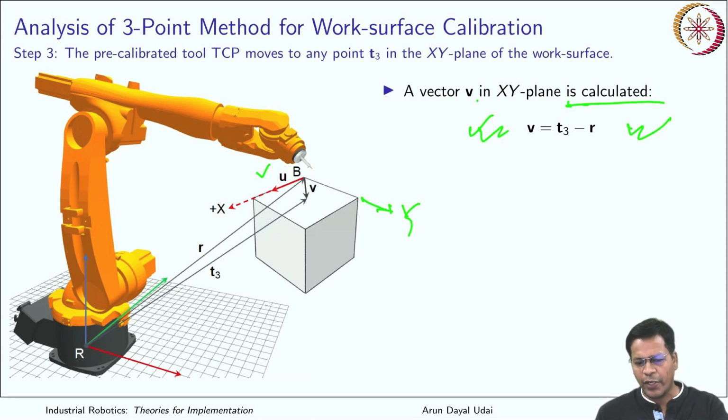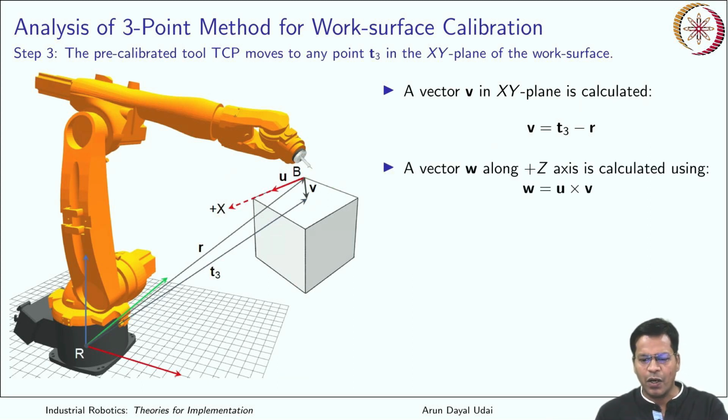It is just a vector which starts somewhere over here and it ends anywhere on the xy plane. So this is your v. So altogether u and v lie on a plane, which is the xy plane. Now quickly you can calculate a vector w, which is along the positive z axis, by taking the cross product of u and v.